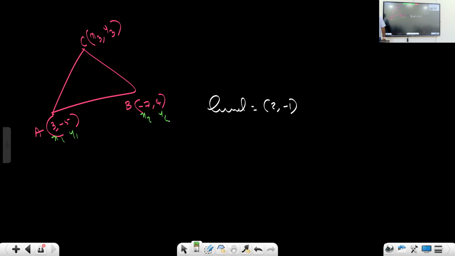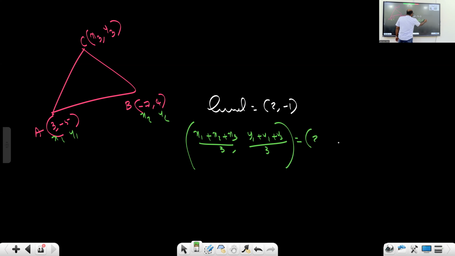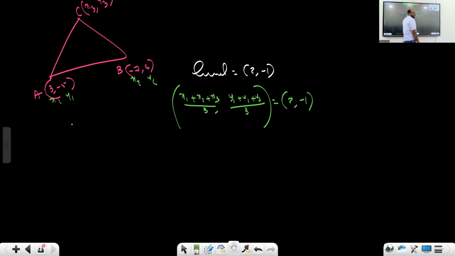What is the centroid formula? Tell me. x1 plus x2 plus x3 by 3, y1 plus y2 plus y3 by 3. That centroid is given as (2, -1). Substitute whatever values you know, then equate first equal to first, second equal to second.